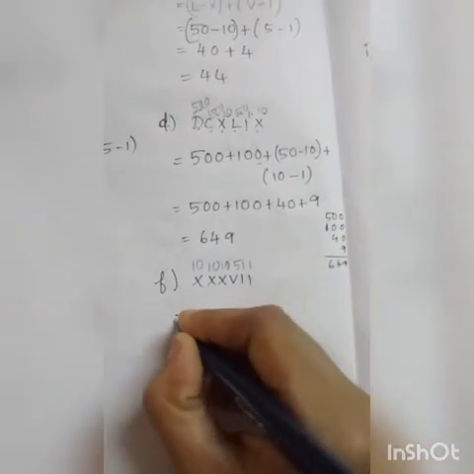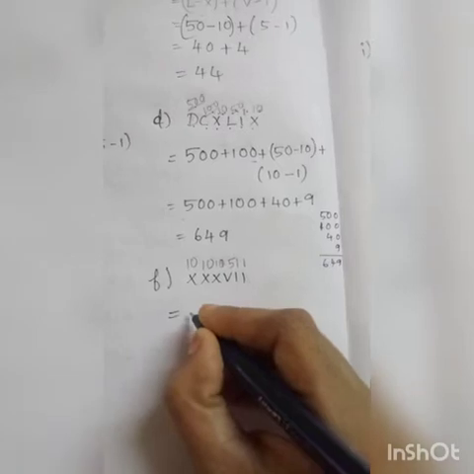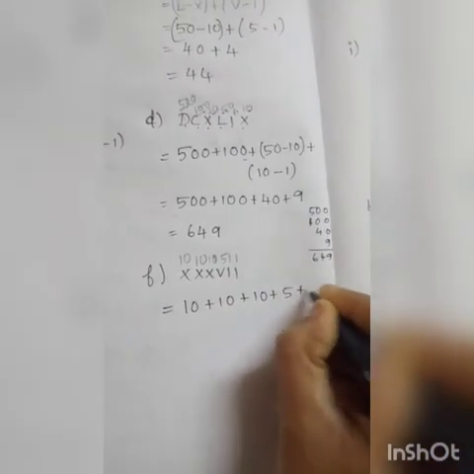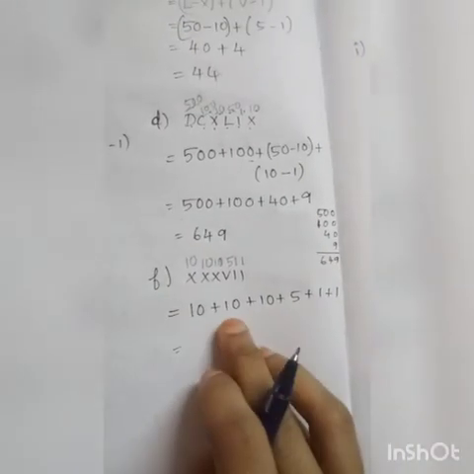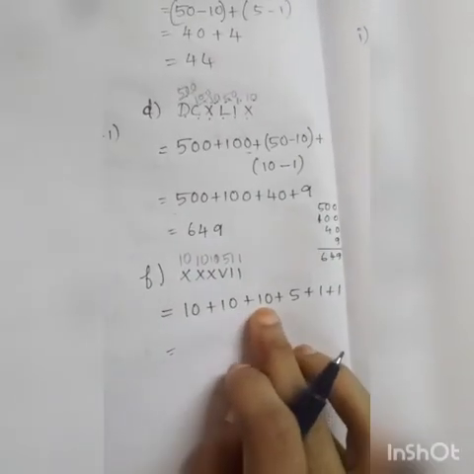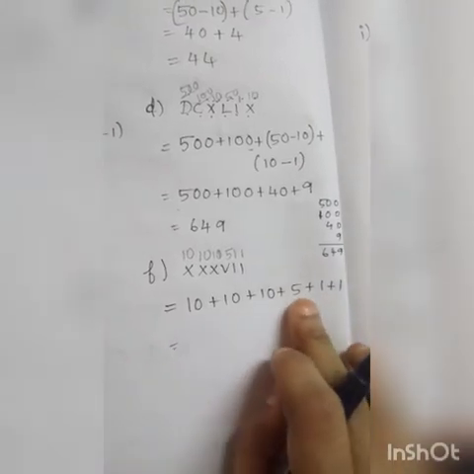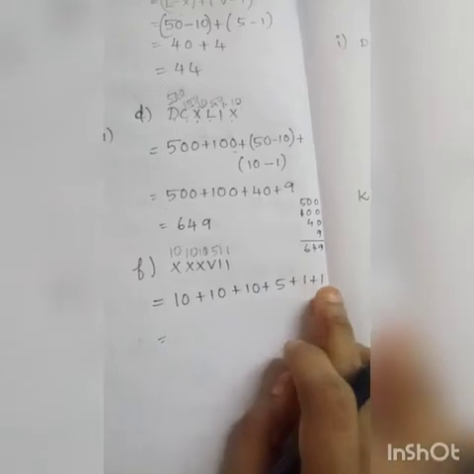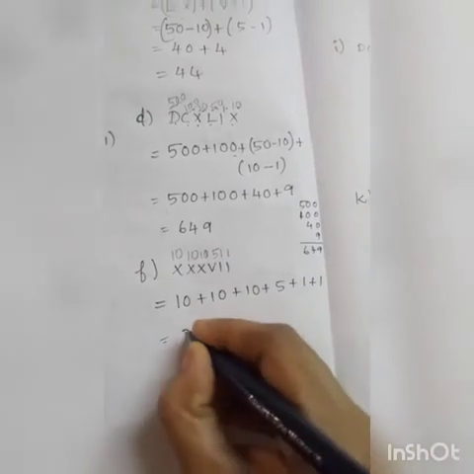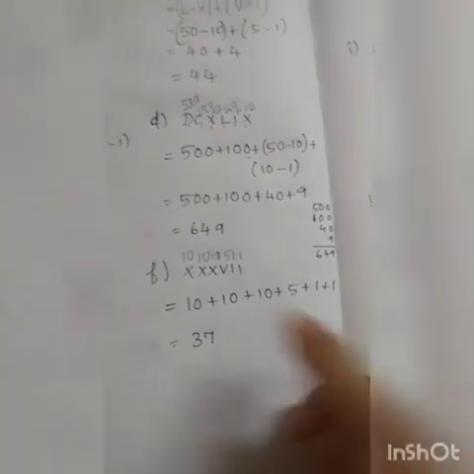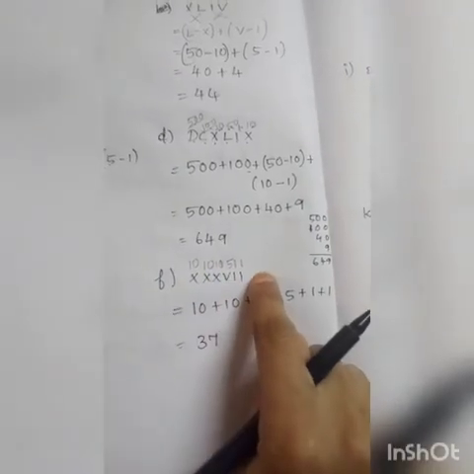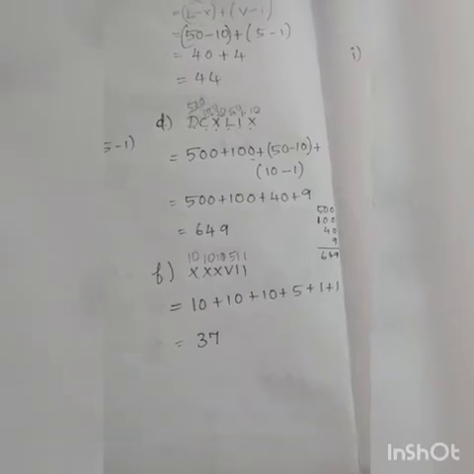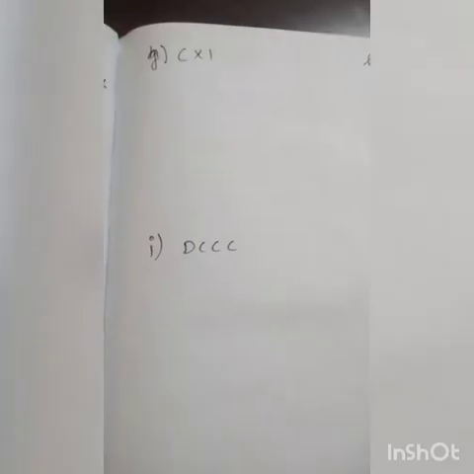So if it is in descending order, what you will do? You just add the values. 10 plus 10 plus 10 plus 5 plus 1 plus 1. So 10 plus 10, 20. 20 plus 10, 30. 30 plus 5, 35. 35 plus 1, 36. 36 plus 1, 37. So answer is 37. Since it comes in descending order, we are just adding all the values and writing 37. Understood, children? This is your G question.